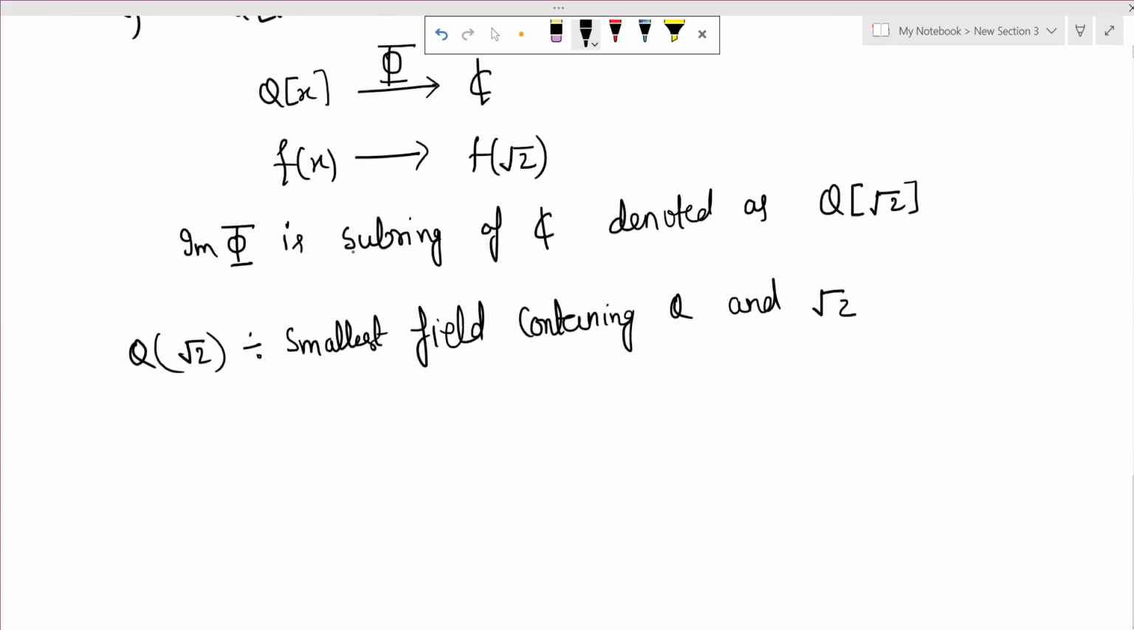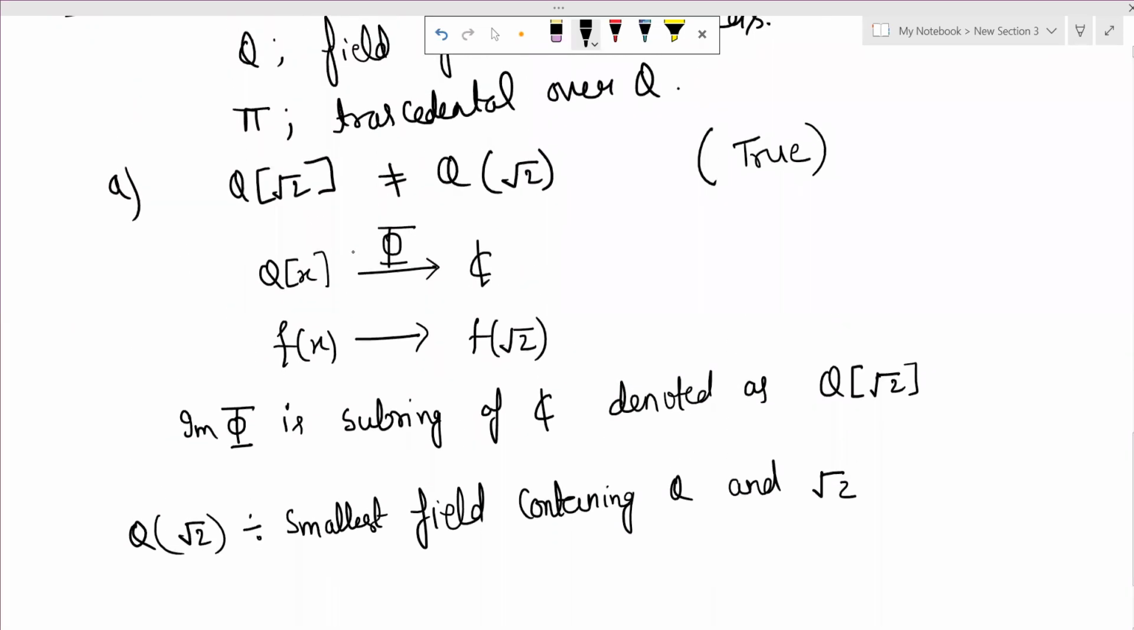Root 2 is in Q of ordinary bracket root 2. So how will you argue that root 2 is not an element of the square bracket? Why is it not an element? It is an element, right? Because of the map. Is f(x) = x a polynomial in Q[x]? Yes. So when you send it to f(root 2), it will be root 2, right? This is said by Muthukumar.